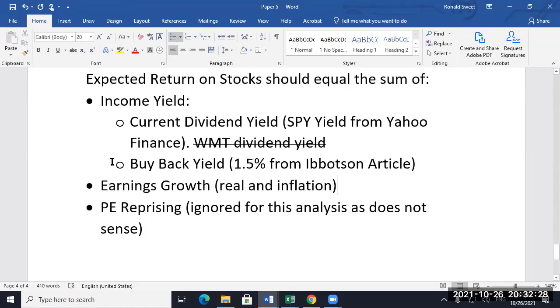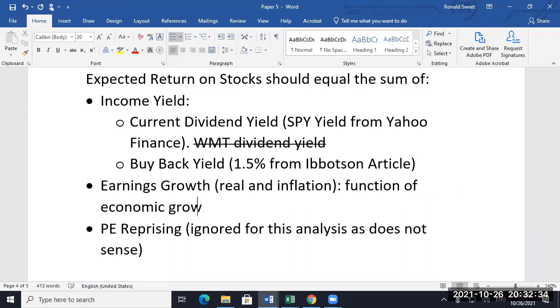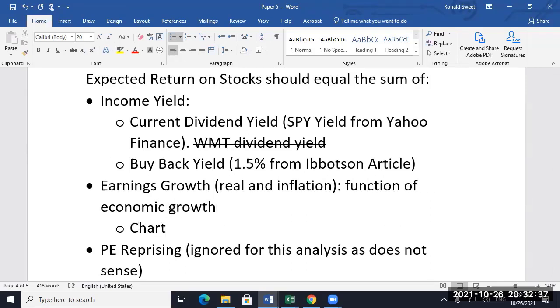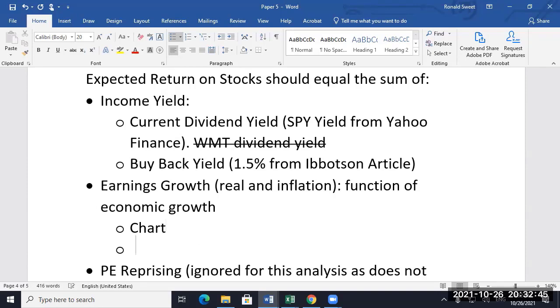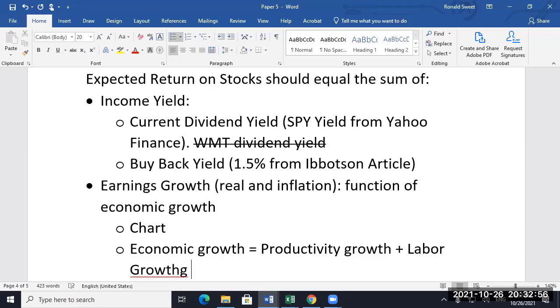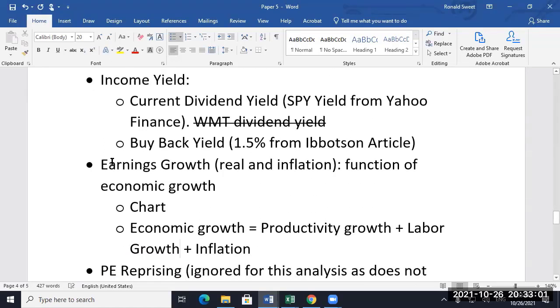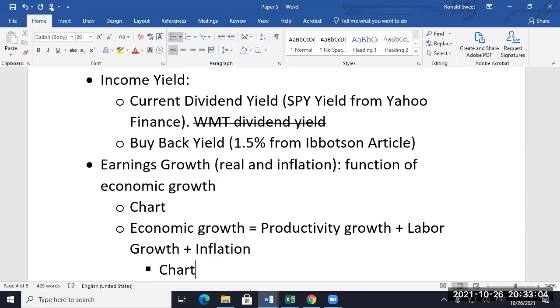And then earnings growth, I'm going to say this is a function of economic growth. You can certainly show the chart that I gave you all that shows corporate earnings growth versus GDP. Remember that chart? That can certainly be powerful. And then you say economic growth equals productivity growth plus labor growth plus inflation. We've got a chart on that as well, right? That bar chart that I showed you last time, you could certainly show.